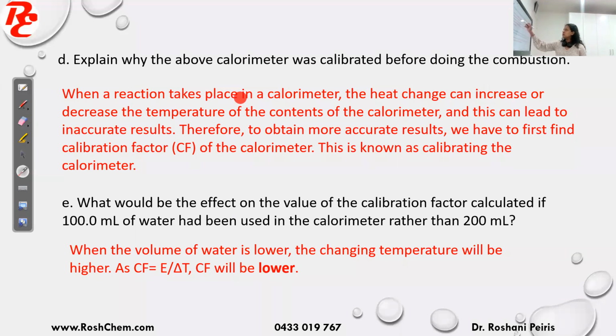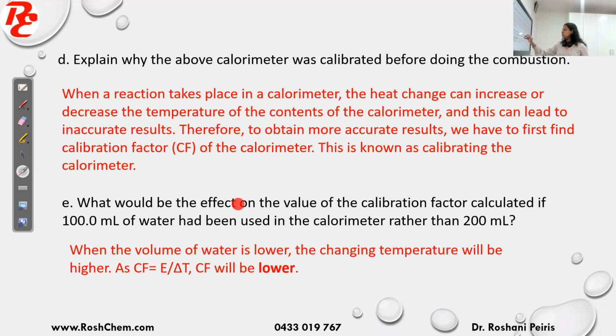When a reaction takes place in a calorimeter, the heat change can increase or decrease the temperature of the content of the calorimeter, and this can lead to inaccurate results. Therefore, to obtain more accurate results, we have to first find the calibration factor of the calorimeter. This is known as calibrating the calorimeter. So that's why we have to calibrate the calorimeter.